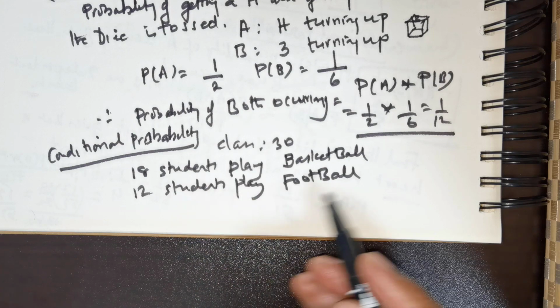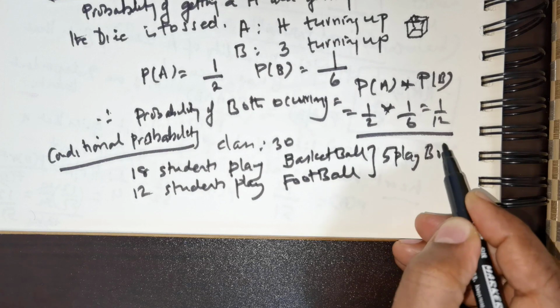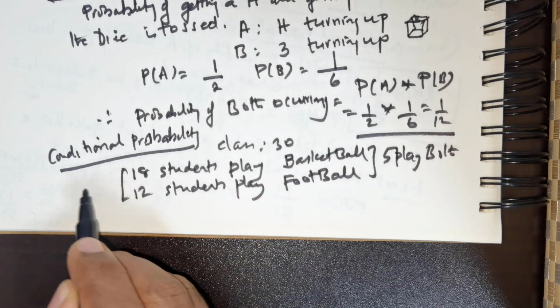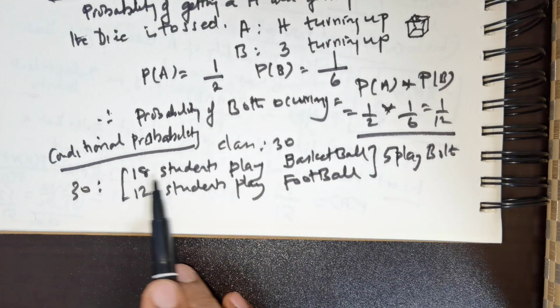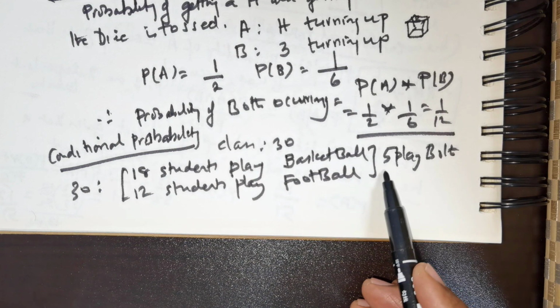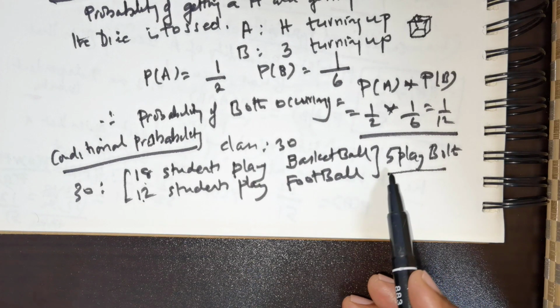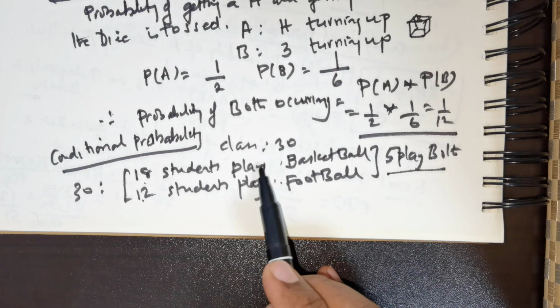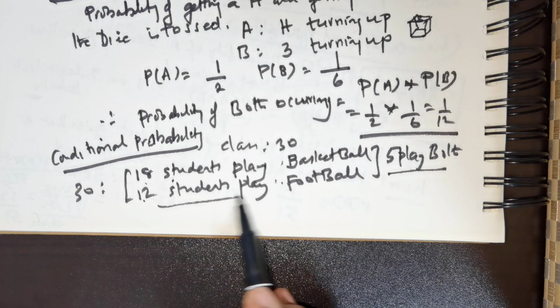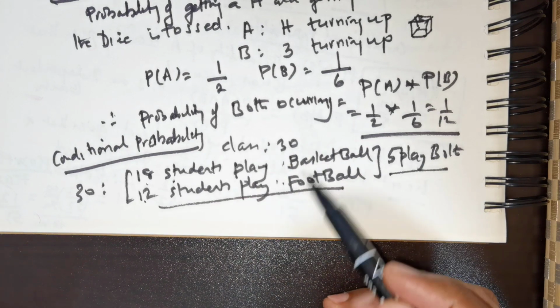Now 5 students play both. So the class has got 30. Now we are saying that 18 students play basketball, 12 students are playing football, and we are also saying that 5 students play both. The most important question here is 18 plus 12 is 30, but where is the 5 going to be accommodated? So that would mean the 5 is present inside the students playing basketball and students playing football, right? So there are 5 people who are actually distributed here.